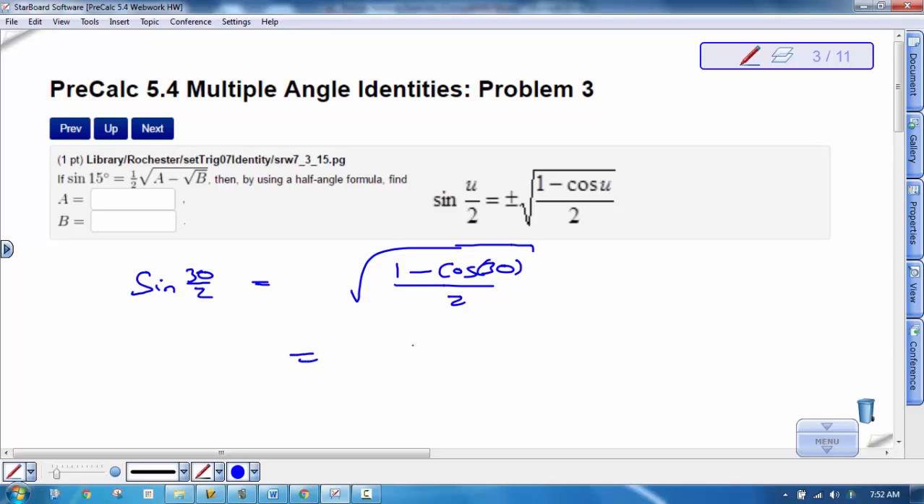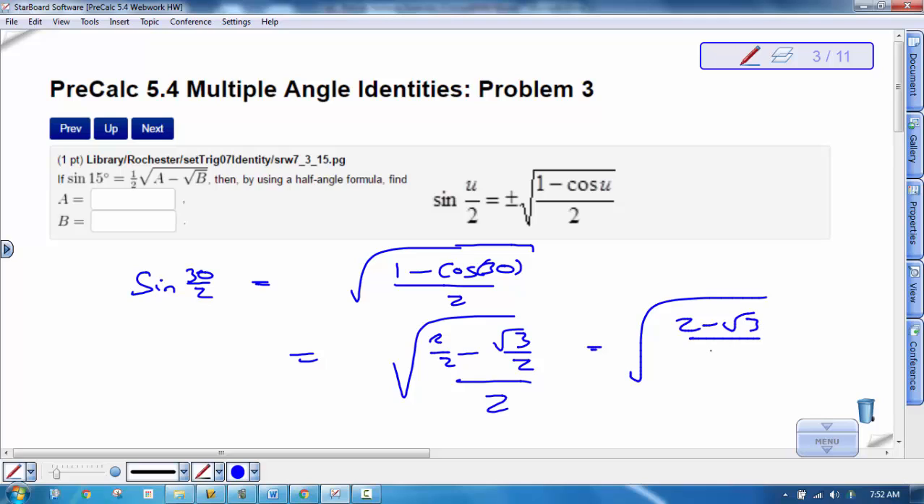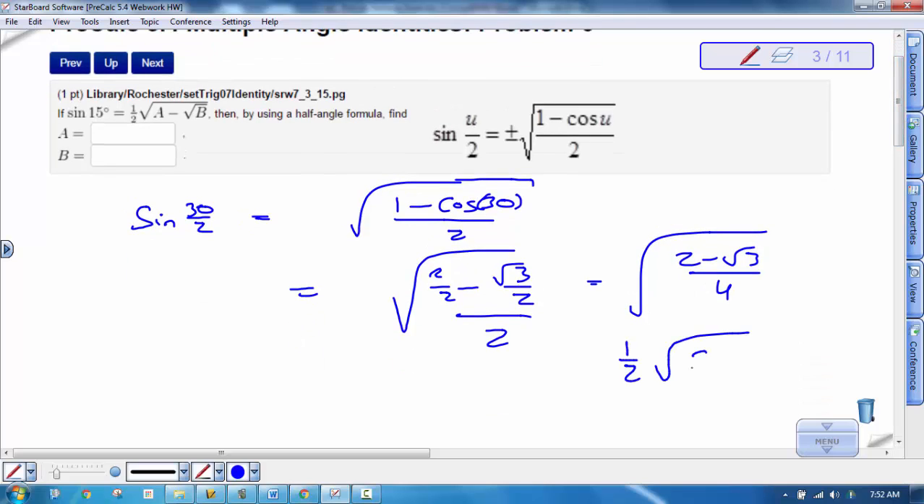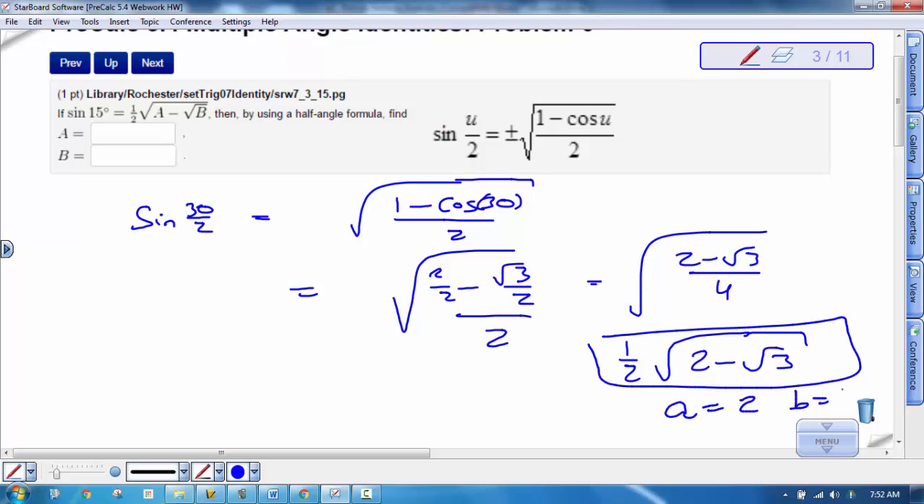So just simplify this, and you get the square root of 1 minus cosine of 30, which is square root of 3 over 2, all over 2. Get a common denominator again. This turns into 2 minus the square root of 3 all over 2 divided by 2, which is same as multiplying by 1/2. So that gives us 1/4. And now they want us to pull out the value of that square root of 4 and pull that out as 1/2, because you can take the square root of the top and bottom individually. So take the square root of the bottom, pull that out, and you end up with this, which is what they're looking for. A is 2, and B is 3.